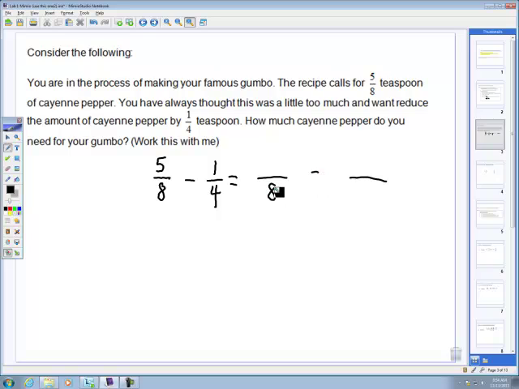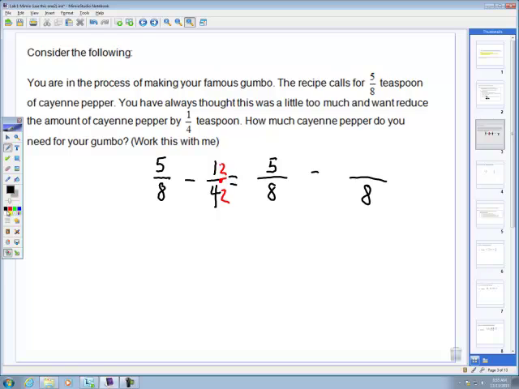So therefore, we'll rewrite each fraction with an equivalent fraction of our least common denominator. 5/8 doesn't need to change because it already has a denominator of 8. 1/4 we'll need to convert to an equivalent fraction. 4 times what will give us 8? Well, 4 times 2 will give us 8. But if I multiply by 2 in the denominator, I'll also need to multiply by 2 in the numerator. So 4 times 2 is 8, and 1 times 2 is 2.